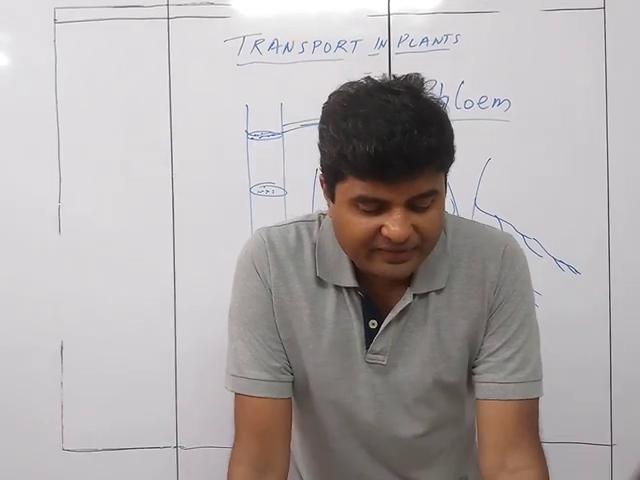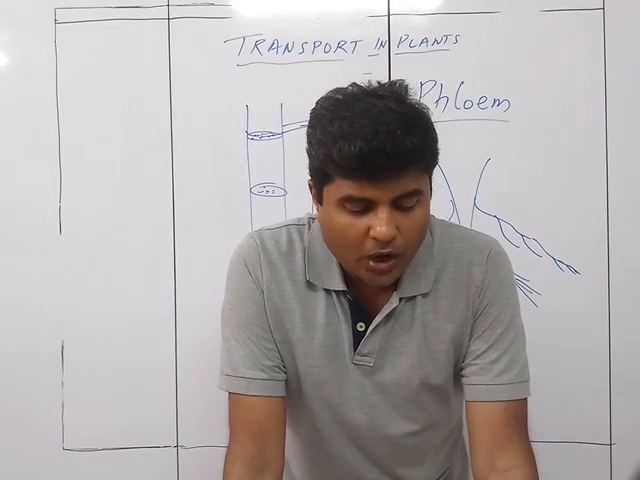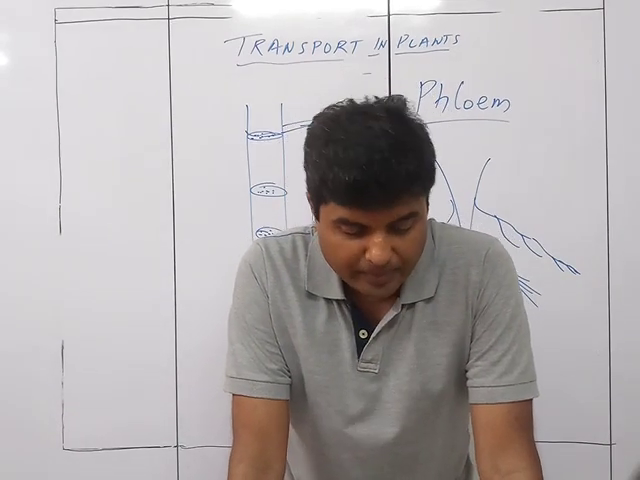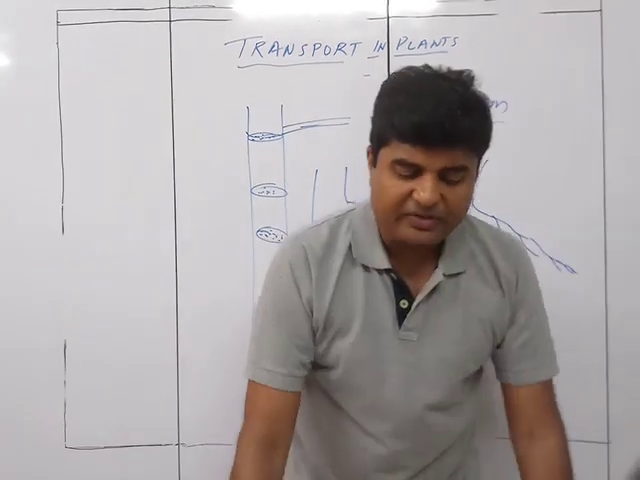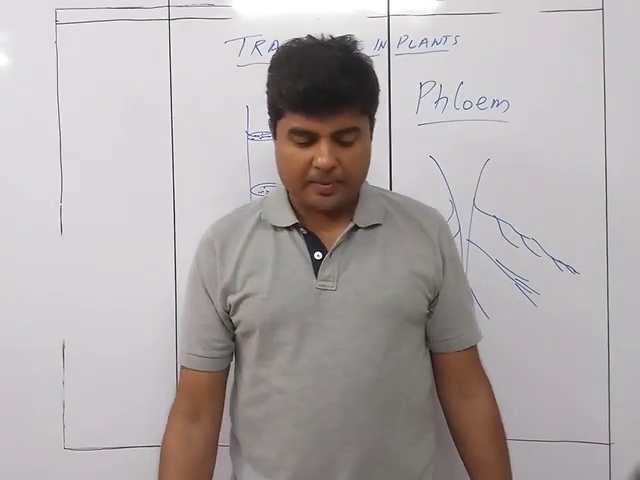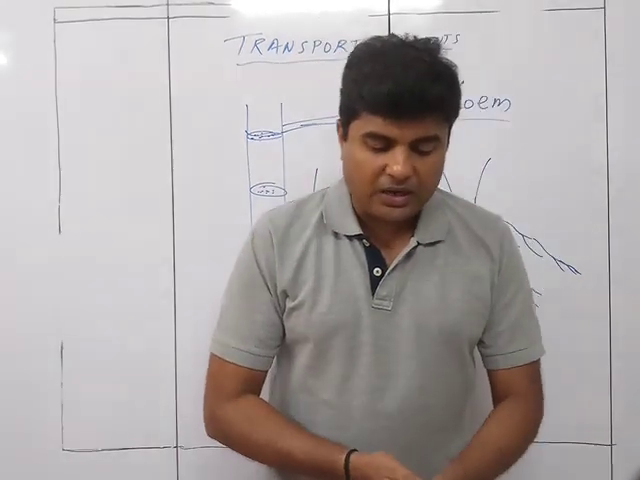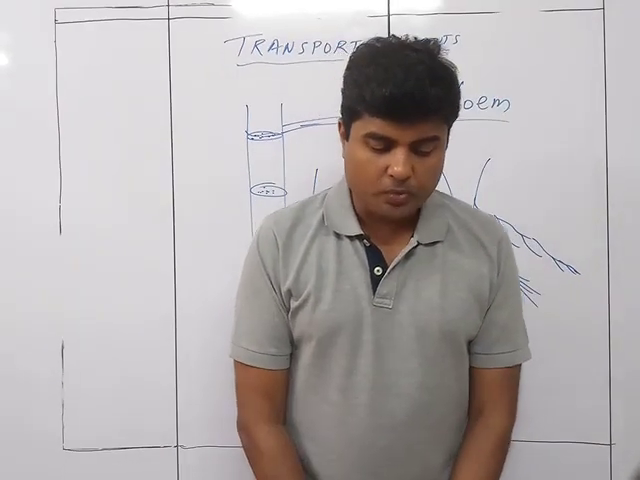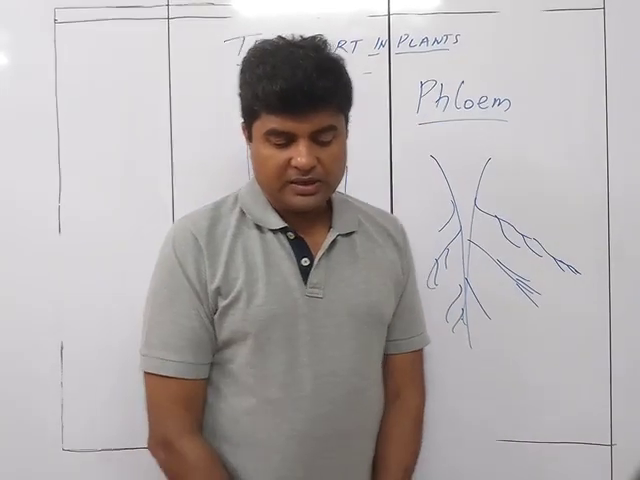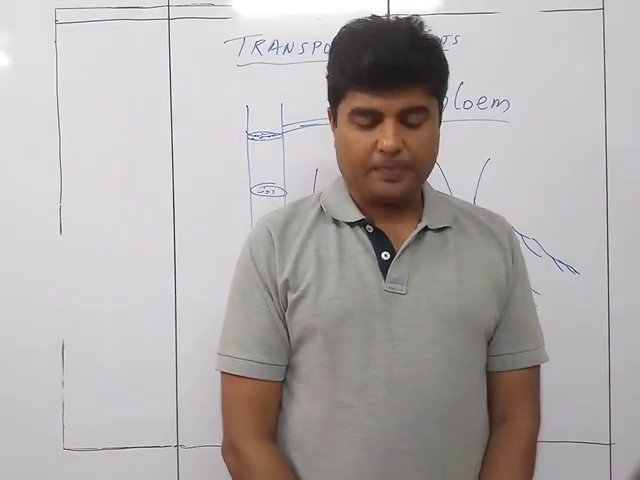This cell, being a part of the root hair, has an outer cell wall and an inner cell membrane. The cell wall is freely permeable and allows all substances to pass through it. The thin inner cell membrane allows water molecules to pass through but prevents the larger molecules. Such a membrane is called a semi-permeable membrane.